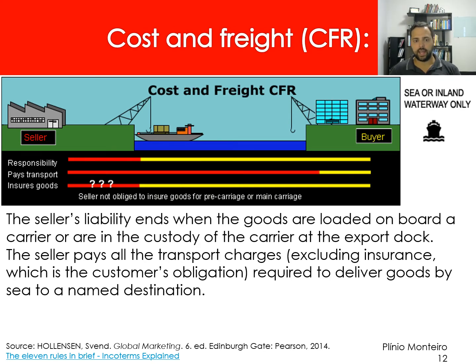Cost and freight is another alternative that is similar to the last one. The main difference is that now the seller is responsible for paying for the logistics, paying for the transport. In that case, the seller will deliver the product in a place and then will load the product in a vessel, and then the payment for this transportation will be under responsibility of the seller, but not insurance. The insurance of these products will be under responsibility of the buyer.